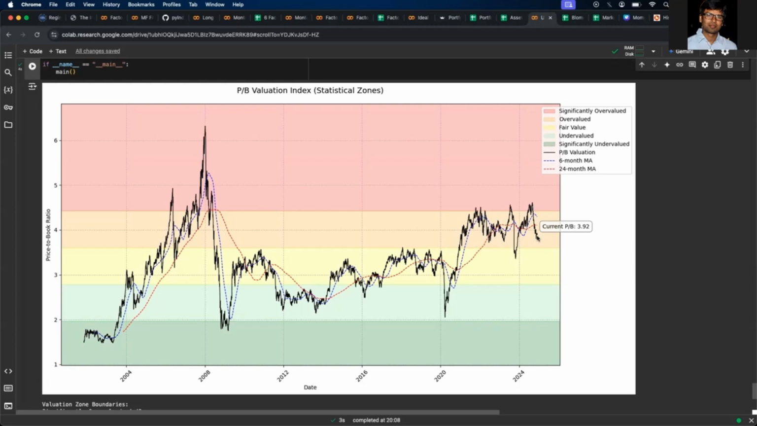So that is the interpretation that I have, that the valuations are expensive, but if you see the newfound zone, we are almost coming to the bottom levels of the valuation zones.